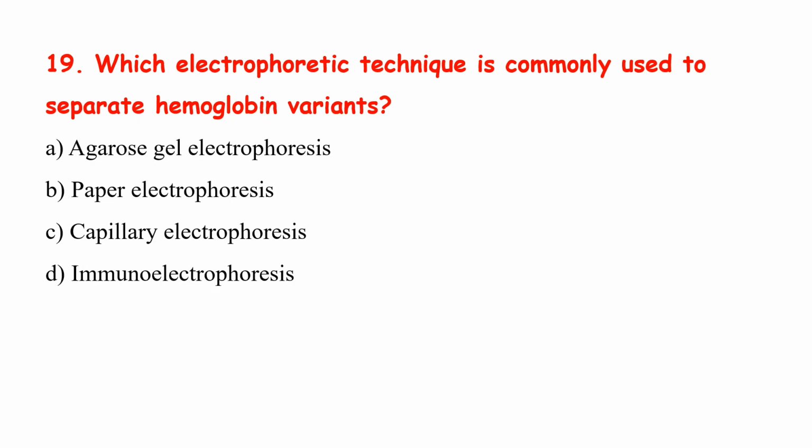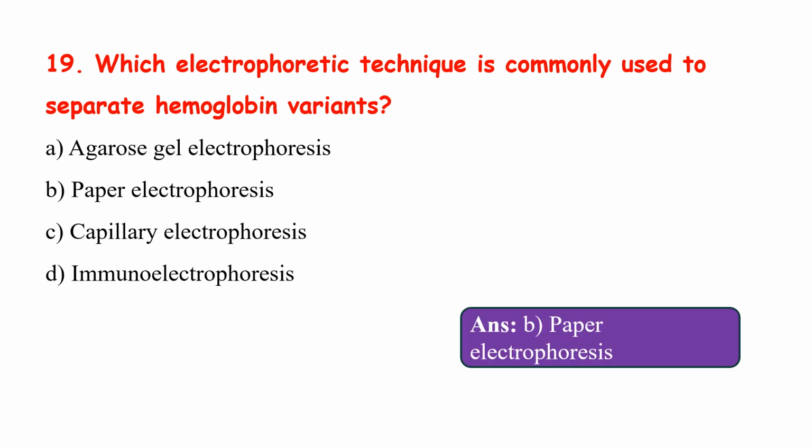Which electrophoretic technique is commonly used to separate hemoglobin variants? Agarose gel electrophoresis, paper electrophoresis, capillary electrophoresis, immunoelectrophoresis. The correct answer, paper electrophoresis.